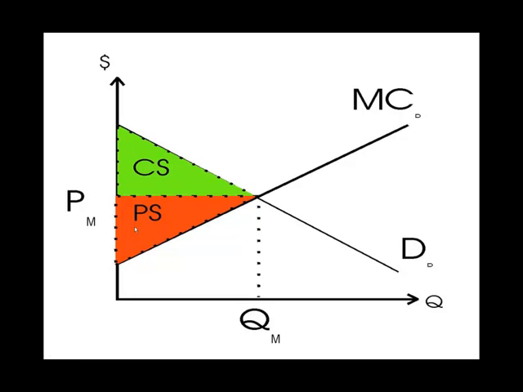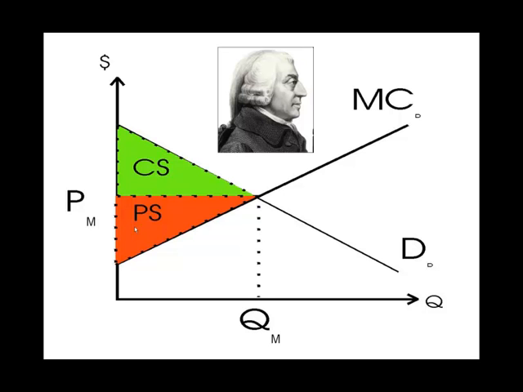The consumer surplus plus the producer surplus are the welfare gains that are achieved by the market. And this is the basic story that Adam Smith talked about hundreds of years ago. That is, that markets lead to an efficient allocation of goods.